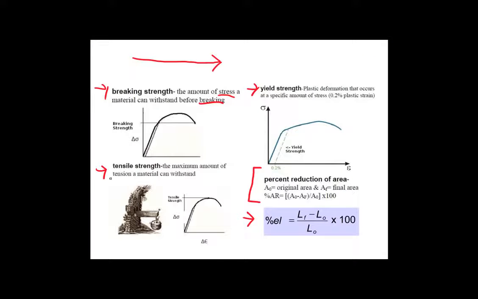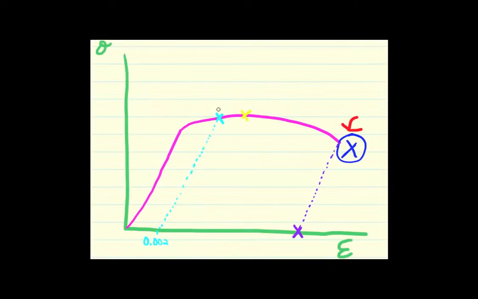Now, the next definition is tensile strength, and the tensile strength is the maximum amount of tension a material can withstand. It is a stress also, and it's the topmost point of the curve. So going back here, the tensile strength would be this x right over here.